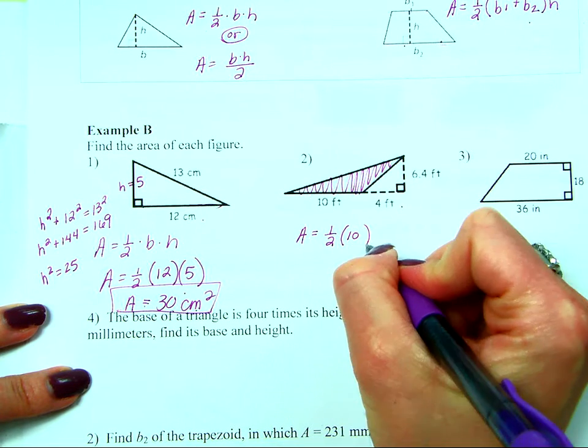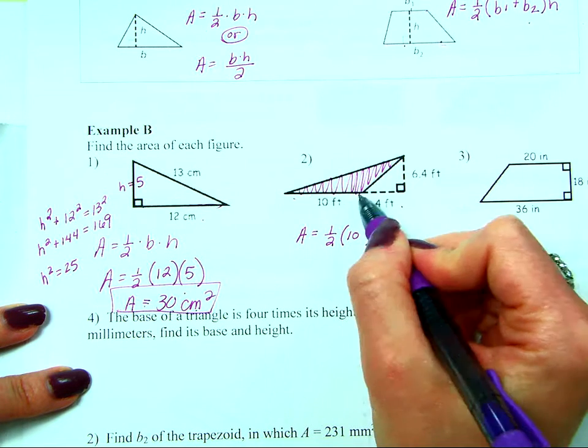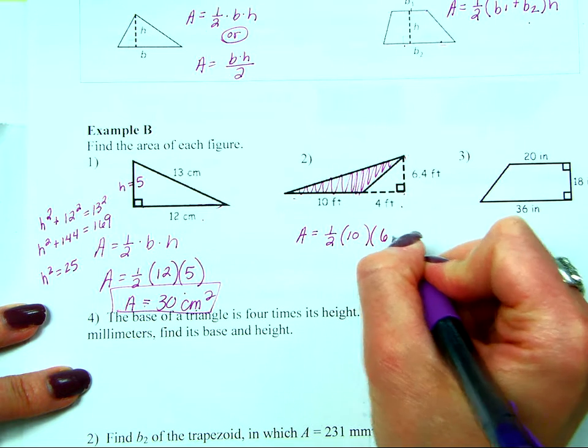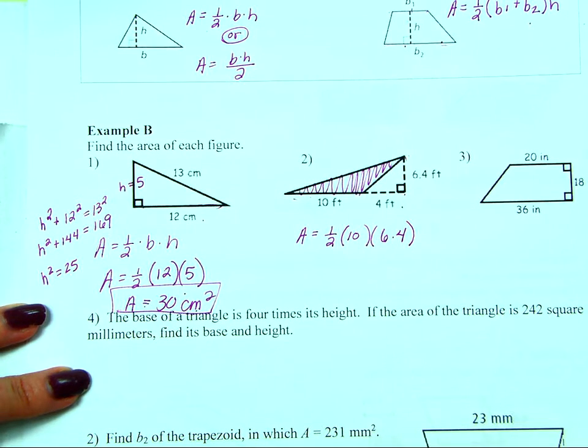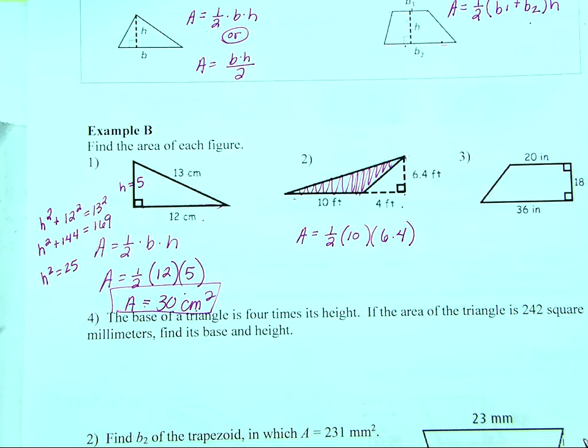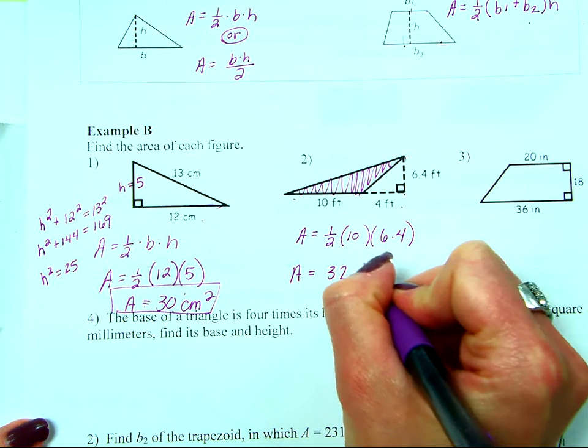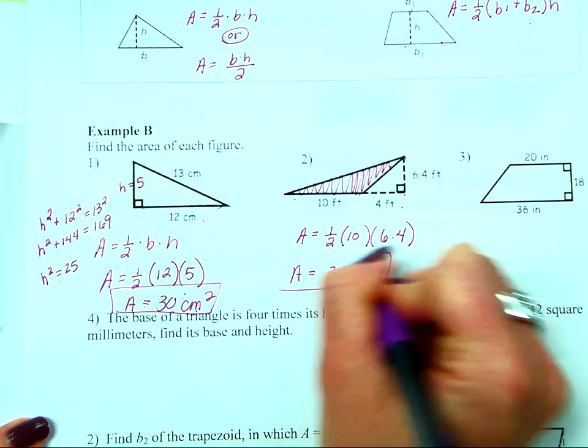But my height, because this is obtuse, does show from top to bottom and would measure 6.4. And so that is going to be the height of our triangle. So it's okay sometimes if the segment is shown outside of the triangle. Multiply those together and you should find that our area is 32 square feet.